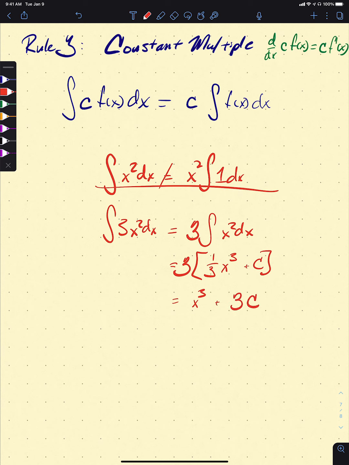plus 3c, right? But c is just some arbitrary constant, right? And so this c you can sort of think of as absorbing that 3, and well, we can just get rid of it, right? Because 3 times an arbitrary constant is, well, it's still an arbitrary constant, right? One more of these.